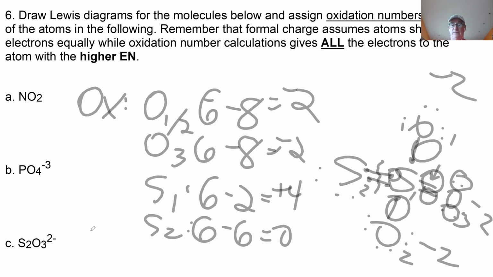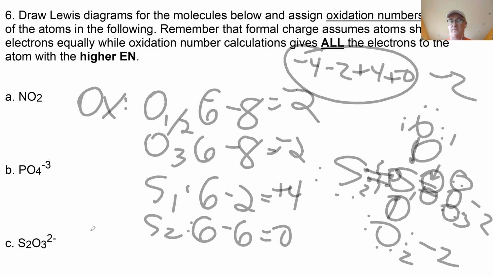So you add them. Wait a minute. Is that right? Yes. So you add them all up. Oxygen 1 and 2 are each -2, so that's -4. The next oxygen is also -2. This sulfur is +4, and that sulfur is 0. We add them all together, -2. So you should get the same charge, regardless of whether you add the oxidation numbers or you add the formal charges. You should get the same number.